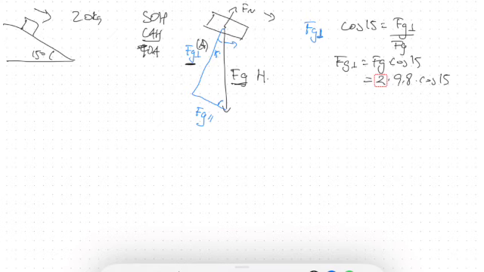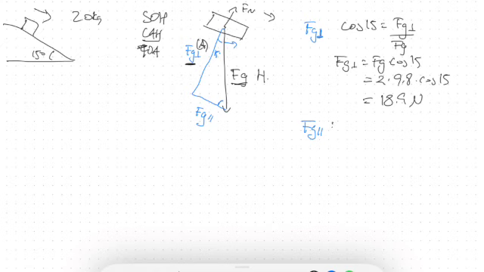15 times cosine. It's about 0.965 times 2 times 9.8. One trick is just to leave that in the calculator and leave the cosine 15, and then you go times 2, then you go times 9.8. It's a faster way to do it. 18.9 newtons. I also need the force of gravity parallel.